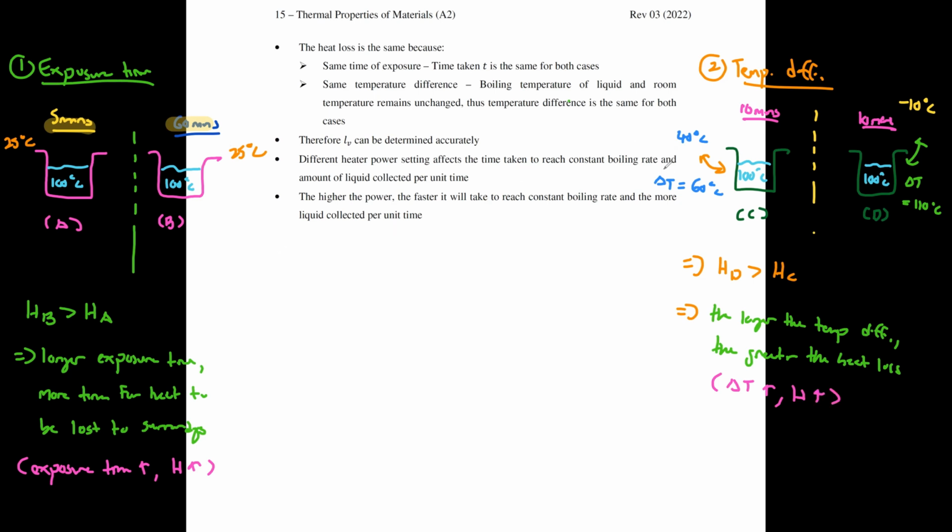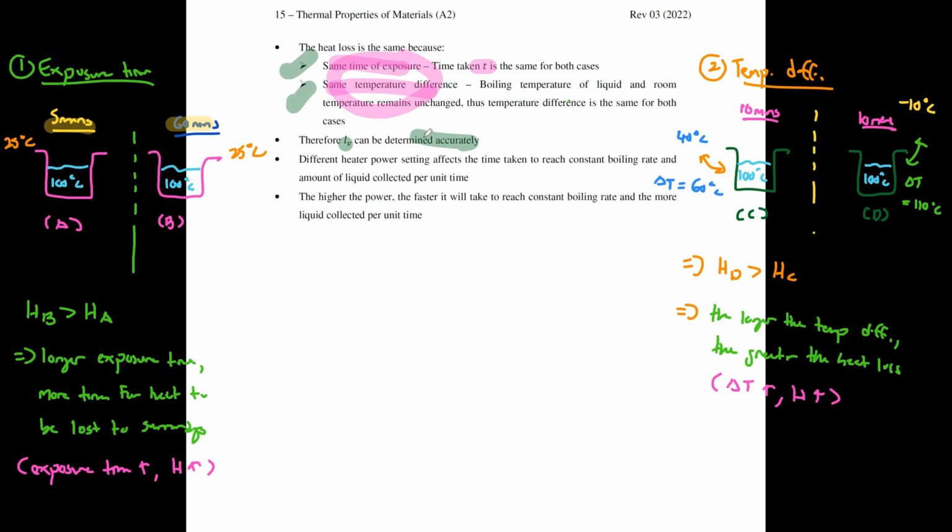Okay, so these two are actually the things that could affect your heat loss. If you refer back to the experiment that you just did, under the two different power settings, you used the same exposure time of 5 minutes, and you used the same temperature difference of maybe 100 degrees Celsius with room temperature 25 degrees Celsius. Because these two are the same, your heat loss can be assumed to be the same. So once you ensure that these two factors are the same, your heat loss can cancel off. You can now determine your specific latent heat of vaporization accurately.